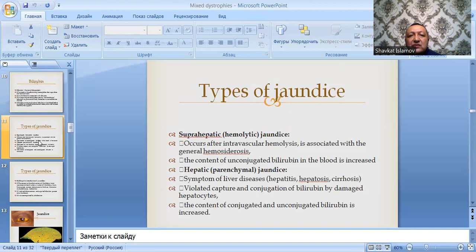Types of jaundice. Suprahepatic jaundice occurs after intravascular hemolysis and is associated with general hemosiderosis. The content of unconjugated bilirubin in the blood is increased. Hepatic jaundice, a symptom of liver disease, is related to capturing and conjugation of bilirubin by damaged hepatocytes. The content of conjugated and unconjugated bilirubin is increased.